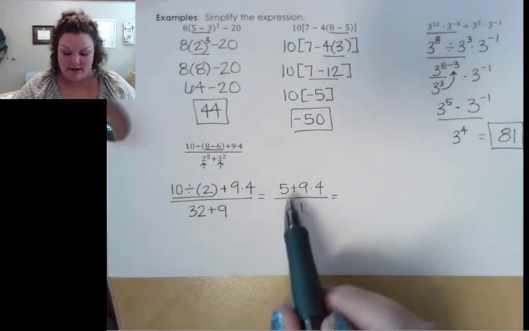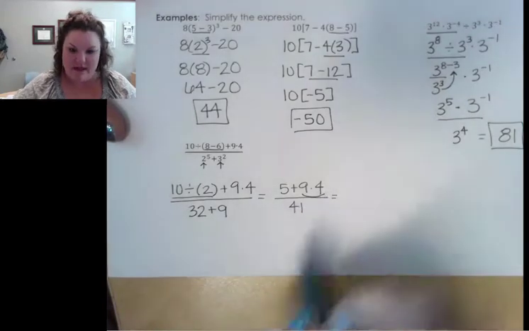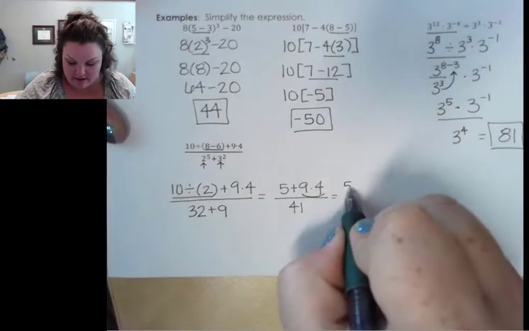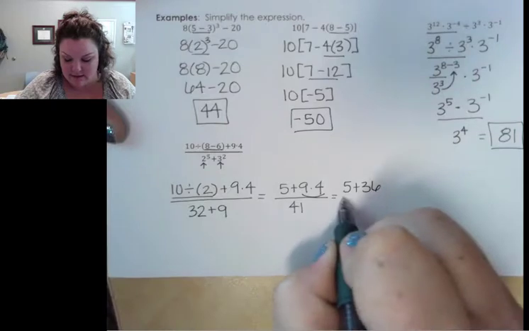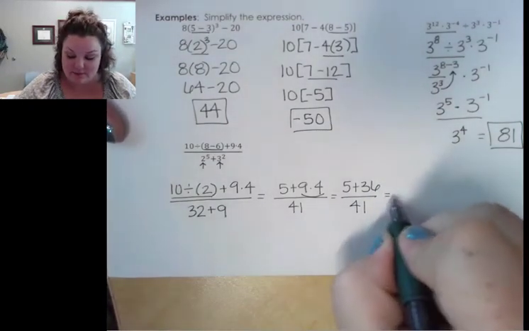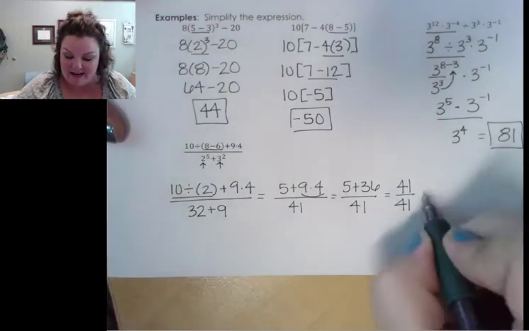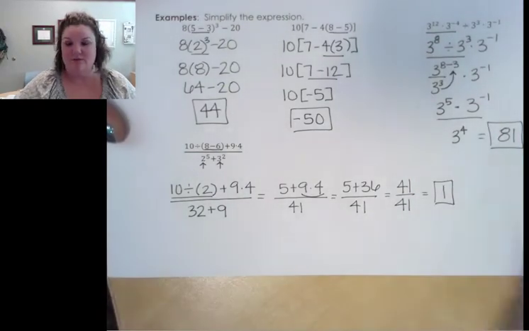On top, addition or multiplication. Multiplication comes first, so I'm going to do that next. So I get 5 plus 36 all over 41, and 5 plus 36 is 41, so I end up with 41 over 41, and any number over itself is 1.